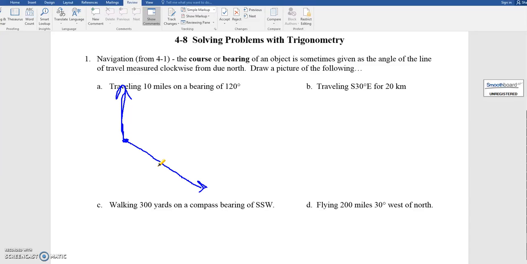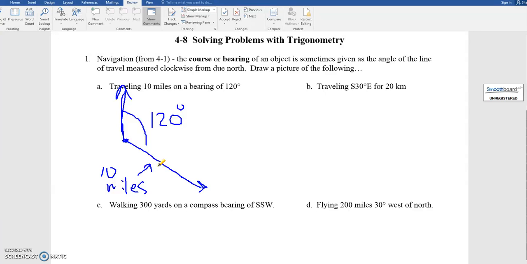In my picture, for a future lesson, I would say, okay, this is 120 degrees right here, and I went for 10 miles. A lot of arrows there. I probably shouldn't have done so many arrows, but you get the idea. 120 degrees for a length of 10 miles.